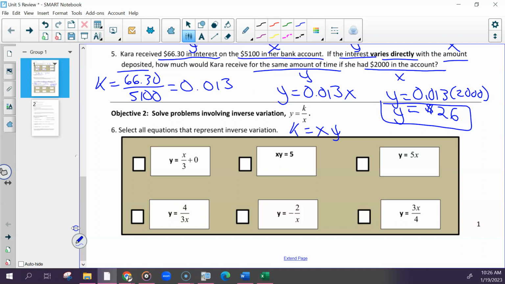Would this first one be inverse? No. This is direct. What about this second one? Yes, it looks just like our k equation. Does this look like this? No. That is also direct. This one, your x is in your denominator, so that is inverse. This next one? Yes?